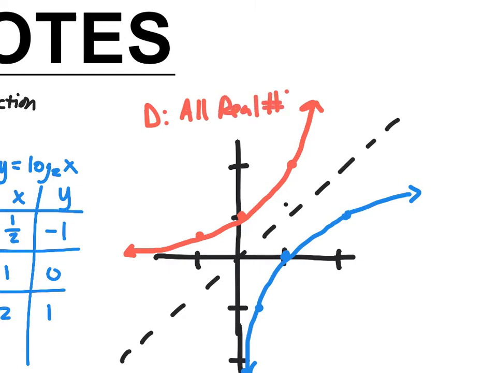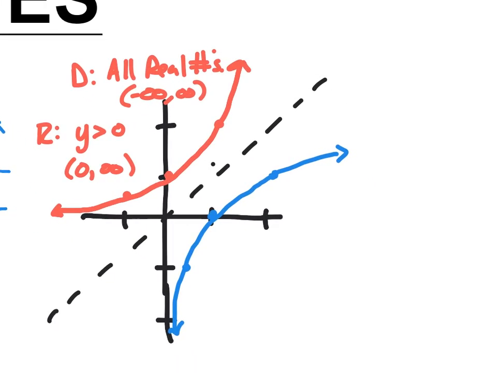Okay? And in interval notation, I would say that goes from -infinity to +infinity. Okay, my range on my exponential function is going to be that y is going to just be strictly greater than 0. Or I would say that we go from 0 to +infinity. Okay, and we talked about that a little bit in the last one. But remember, to find the domain and range of a log function, we switch them.